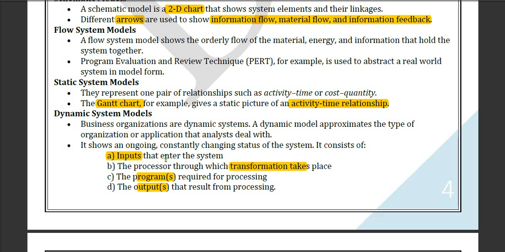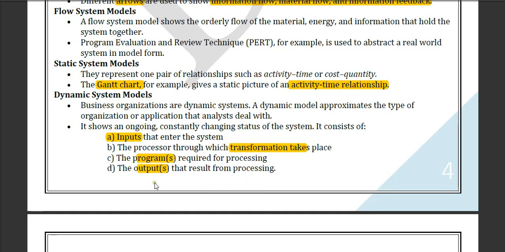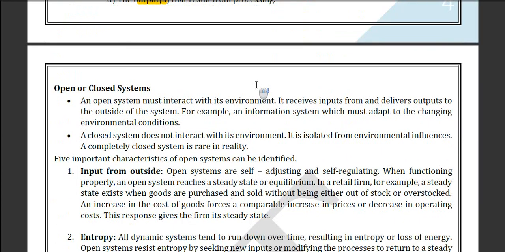Here we have the inputs entering the system, then it will take some time and place to transform it, then the program requires some processing unit, then after processing we will have the output. This is known as a dynamic system, but a static system only generates the output at once and gives it to us without changing it. Now we have the open or closed system.